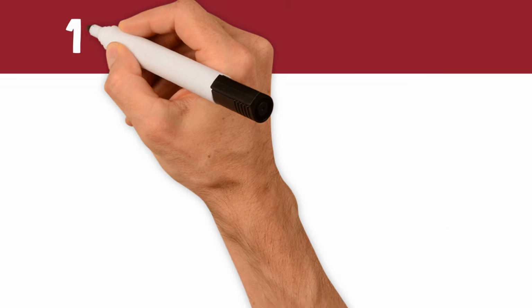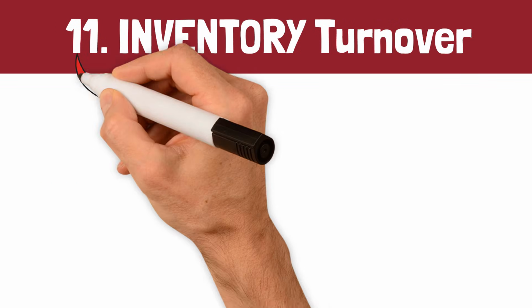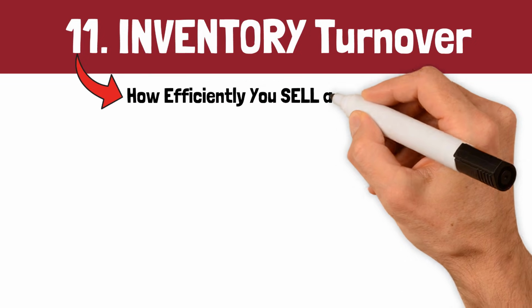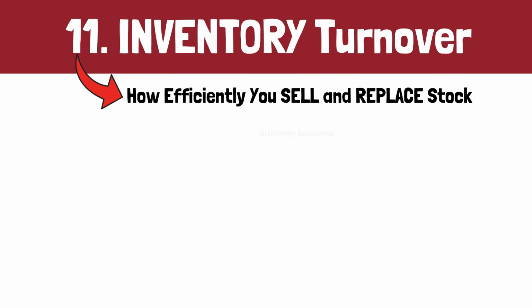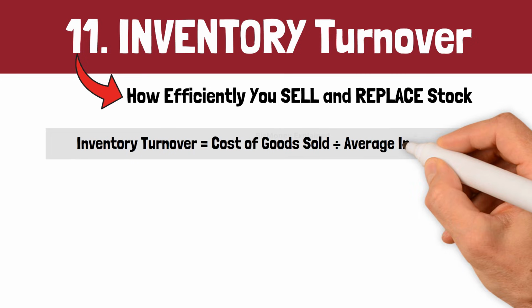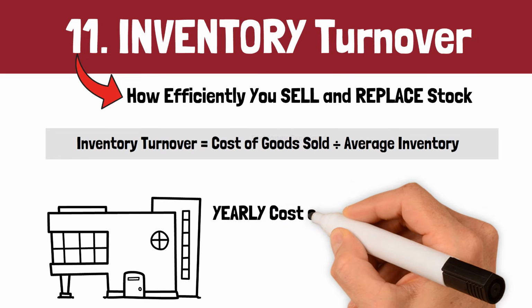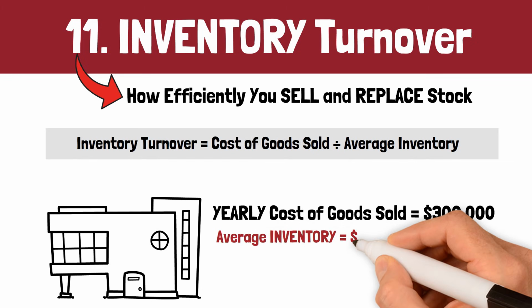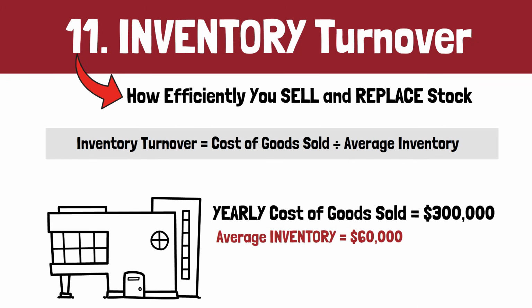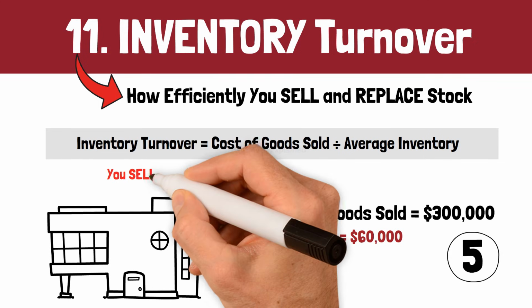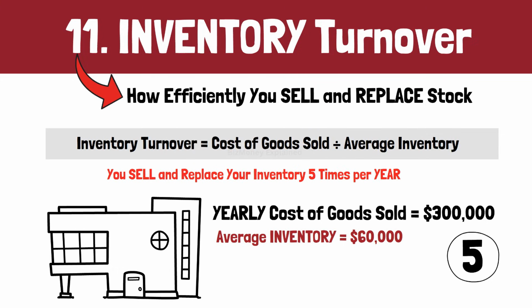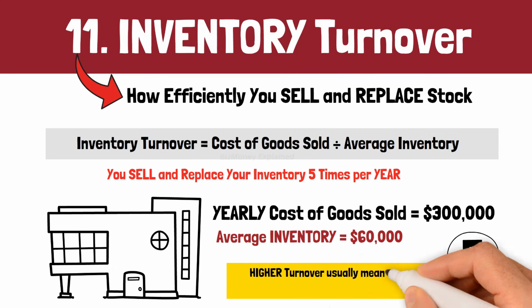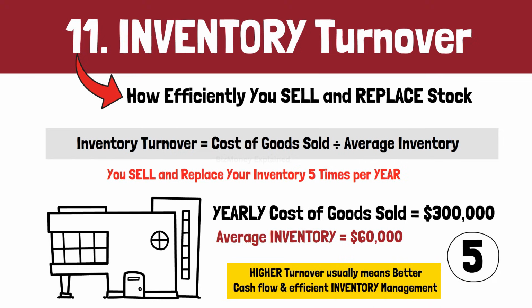Number 11. Inventory turnover. Inventory turnover shows how efficiently you sell and replace stock. The formula is cost of goods sold divided by average inventory. Imagine your yearly cost of goods sold is $300,000 and your average inventory during the year is $60,000. Divide $300,000 by $60,000 and you get 5. That means you sell and replace your inventory 5 times per year. A low turnover may signal overstocking or weak demand. A higher turnover usually means better cash flow and efficient inventory management.